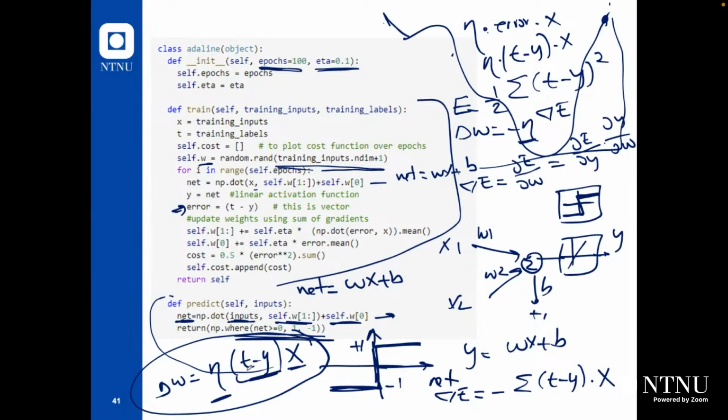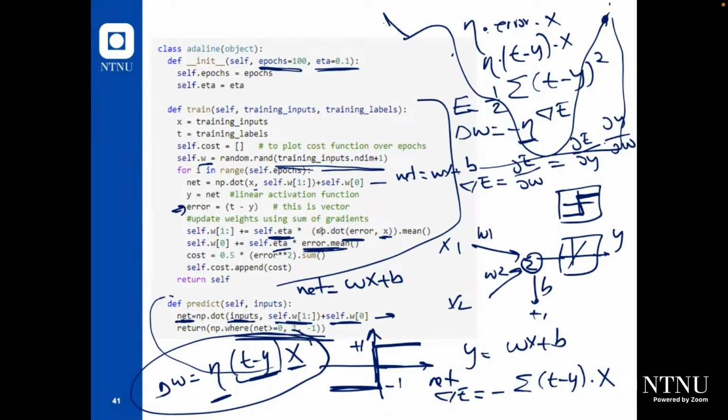So first we need to calculate delta omega. So it will be eta multiplied by this error multiplied by x. And if you want to do it for the bias, it will be eta multiplied by error, only error, because the input to the bias is +1. So we will calculate delta omega, and we will calculate delta b, for example, and we will adjust the weights. So omega equals omega plus delta omega, and b equals b plus delta b.